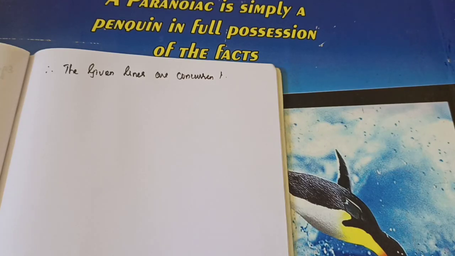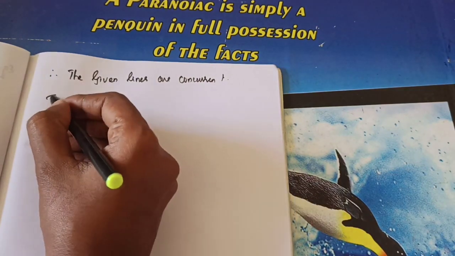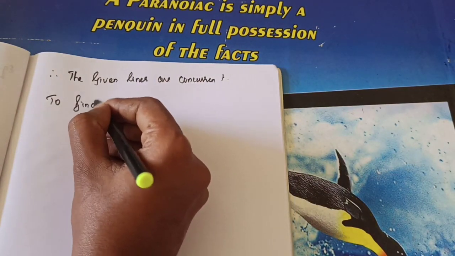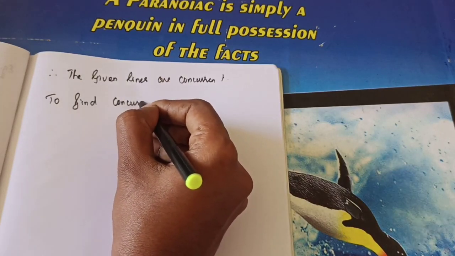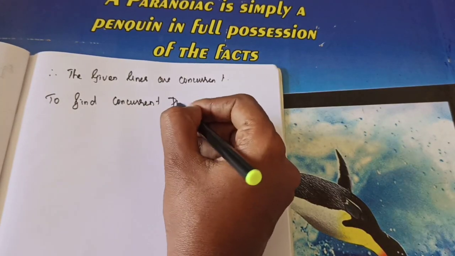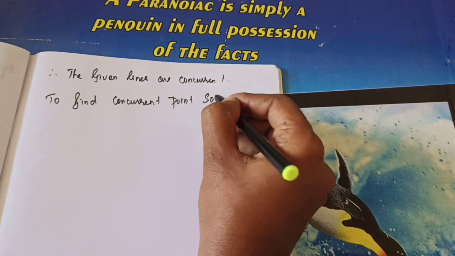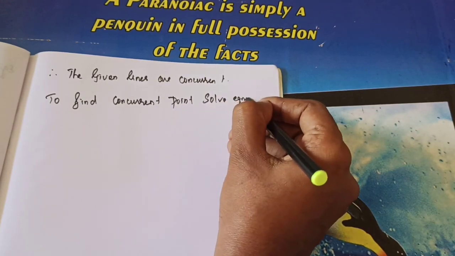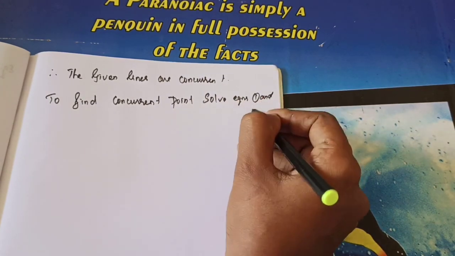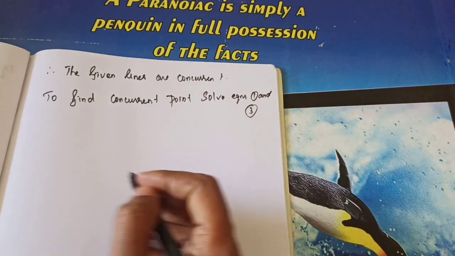For that you can take any two equations and solve them and find the x and y values. Understand? For that what will you do? You take any two equations and solve them and find the concurrent point. That's the concurrent point. Understand? So take any two equations and solve them. To find the concurrent point, solve equations 1 and 2. Otherwise 1 and 3, same as in your book, you can solve.